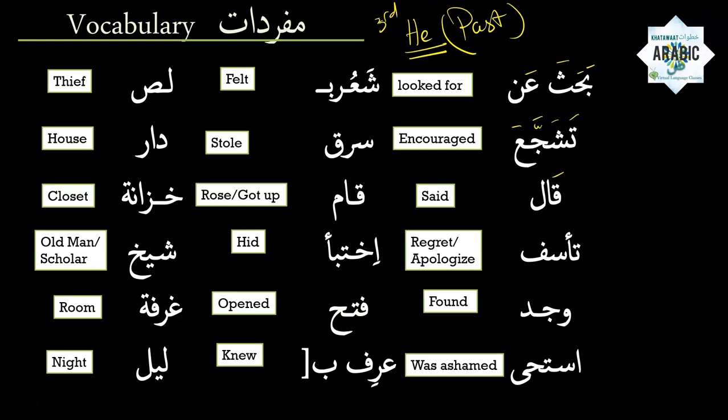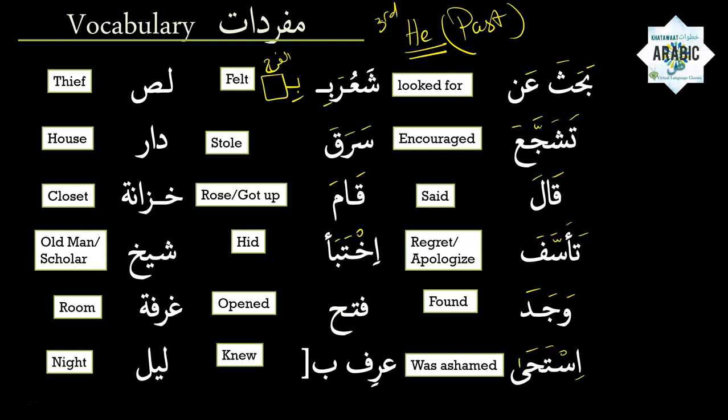تأسف, he regretted or he apologized. وجد, he found. استحى, he was ashamed. شعر بي, he felt. And we use be because it's a preposition. Be what? شعر بالفرح. And we learned this before. سرق, he stole. قام, he rose and got up.